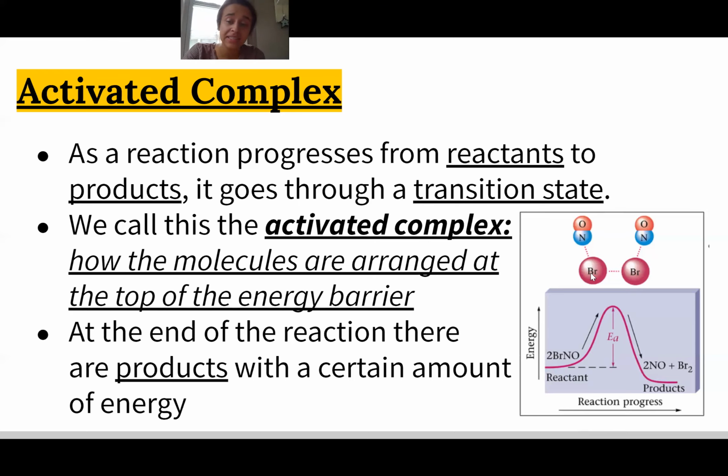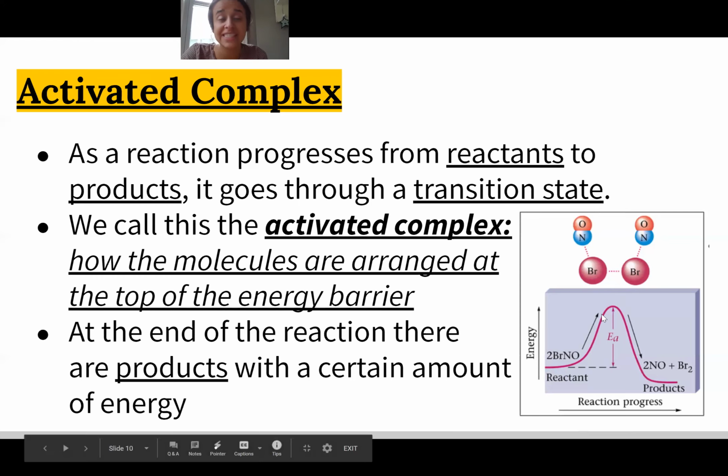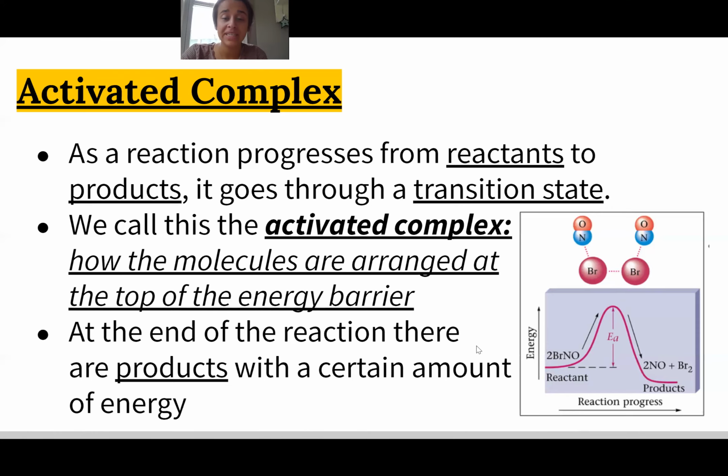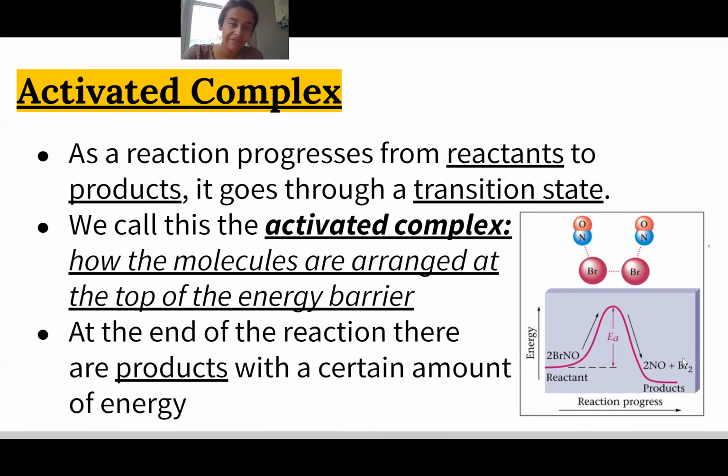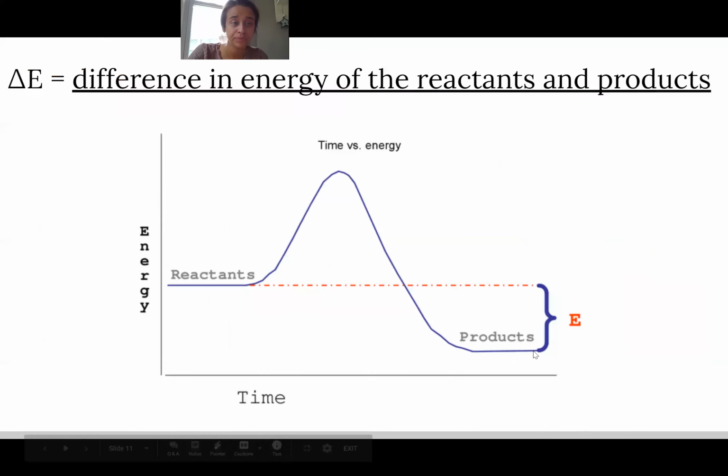So exactly like this. These are how the chemicals or the molecules are arranged before they break off. This is a high energy state, meaning it's highly unstable. At the end of the reaction, there are products with a certain amount of energy, so they also lie on this energy axis. You see that they also have a certain amount of energy. This little graph should be something you're familiar with, so if you have any questions about it, please let me know.